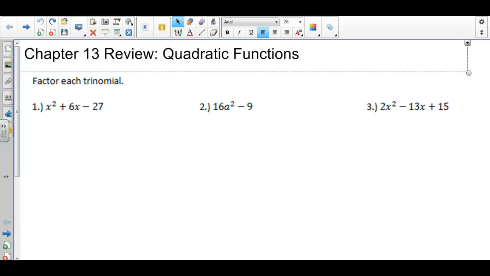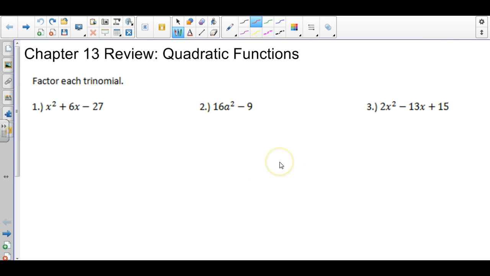Okay, hello. I'm going to review all the Chapter 13 materials on quadratic functions. So this is going to look very similar to the last review that I did, different problems, but the same types of directions. So in these first three, actually the first five that I'm going to do, you're going to factor each of the trinomials.